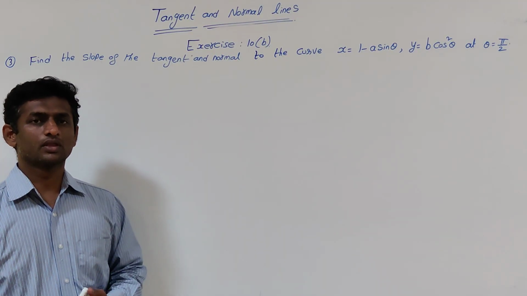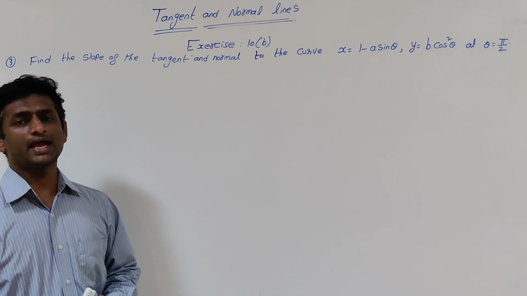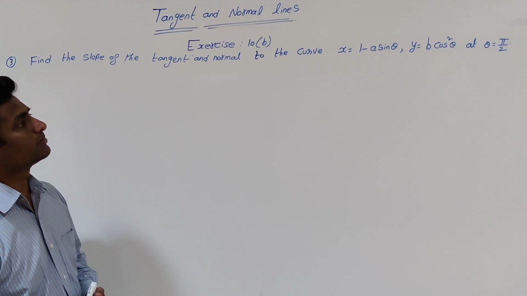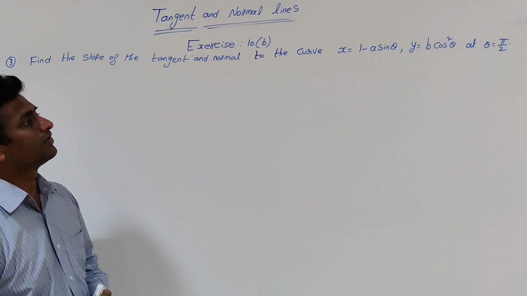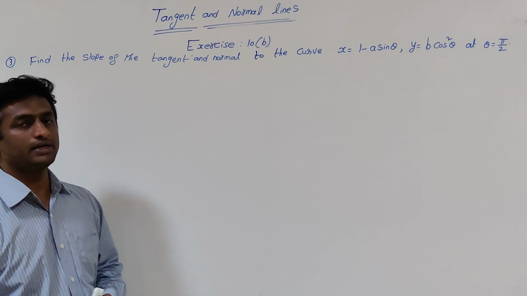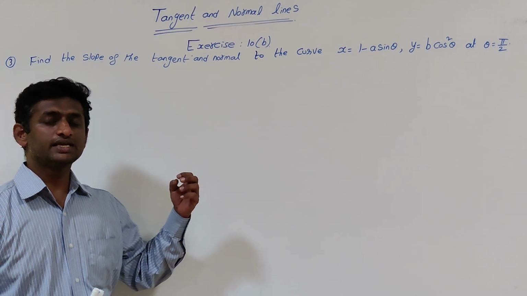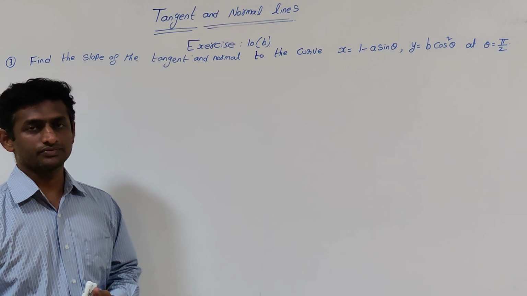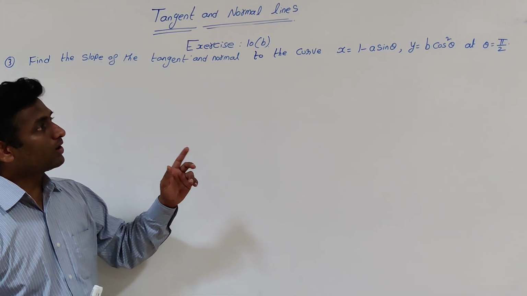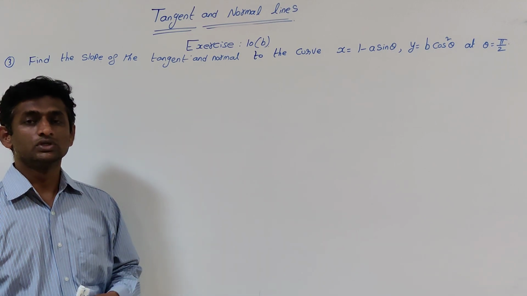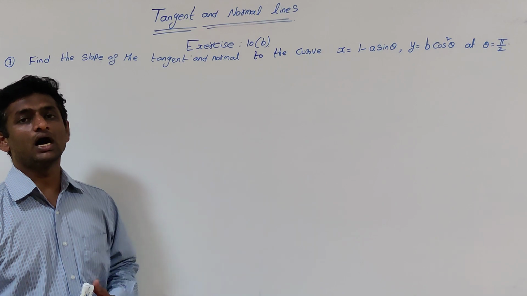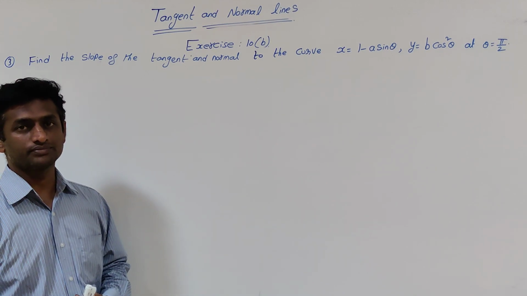Next question. Find the slope of the tangent and normal of the curve x is equal to 1 minus a sin theta, y is equal to b cos square theta at theta is equal to pi by 2. So it is a parametric curve where x is dependent on theta and y is also dependent on theta. So theta is independent, x and y are dependent on theta.